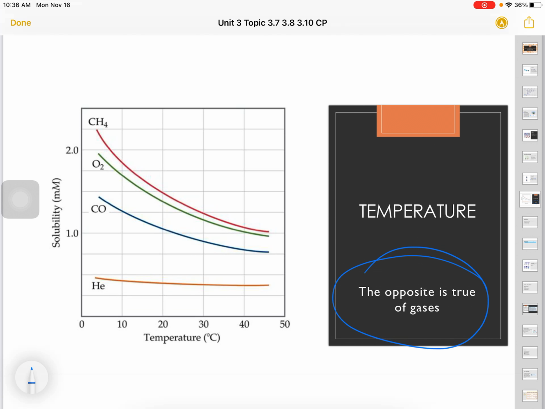Think about kinetic molecular theory. As I increase the temperature and the average kinetic energy of gas particles, they tend to spread out. They're moving faster. They're harder to contain. You're breaking those intermolecular forces more readily, and it will escape. So that warm soda is going to go flat as well.